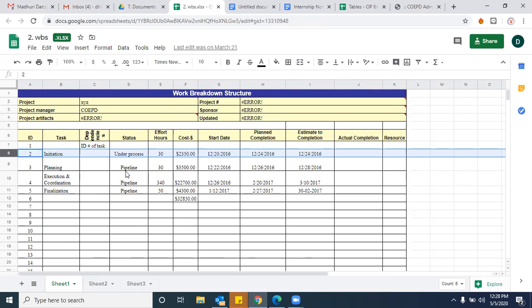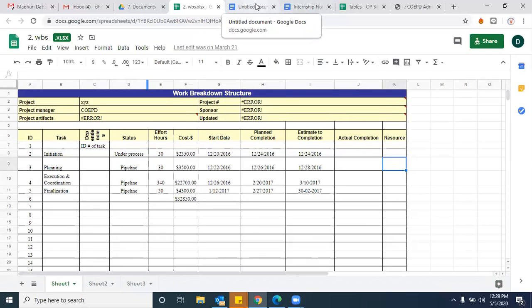That is what we call the pipeline. And for this, are there any dependencies? We need to write them here as well. And once it is started, we will mark it as under process. And again, the effort hours required to complete this planning phase, how much cost is involved to plan the complete project planning phase, what is the start date, what is the completion date, what is the estimated date and what is the actual completion date, and which resources are involved. Very simple. Am I clear? Yeah.